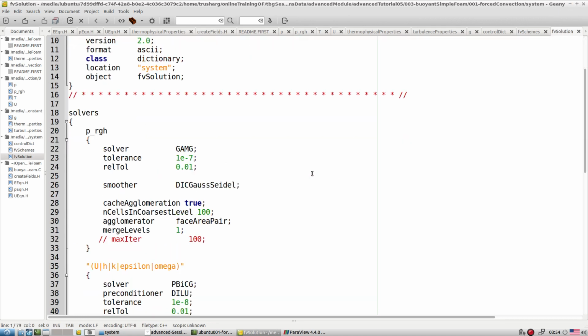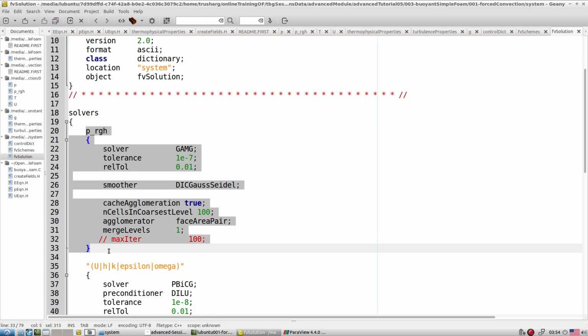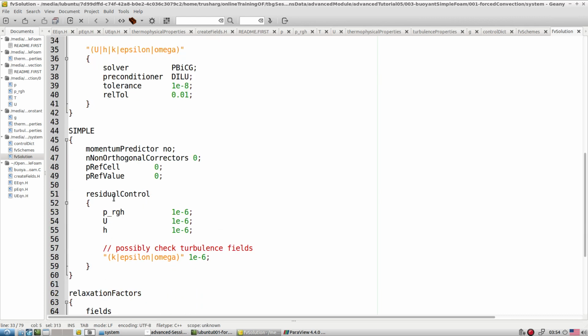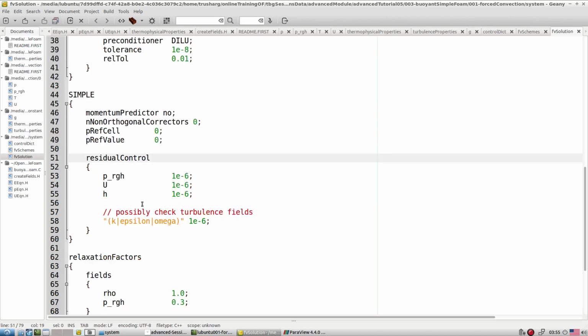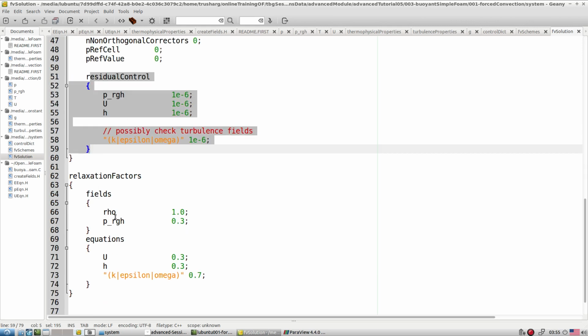Okay, and then we require the solution. In place of the pressure, we have dynamic pressure as our working pressure, so we have to work with the dynamic pressure, and we have a corrector. If you want to solve the momentum predictor, you can say yes. In this case it's not required, so don't activate it. Okay, then we have a residual control and the relaxation parameters.